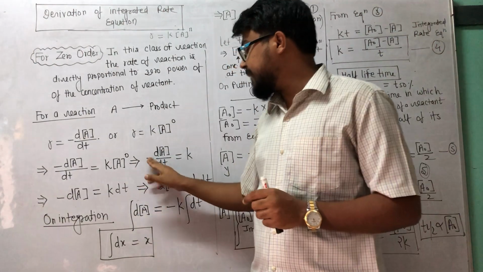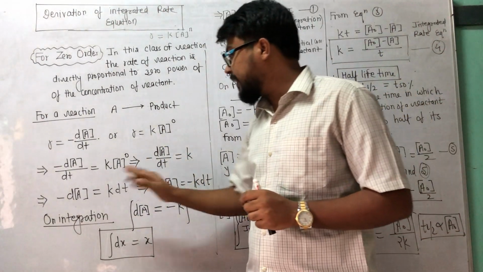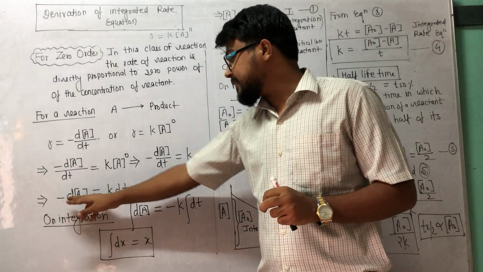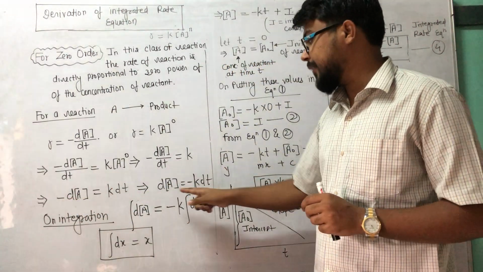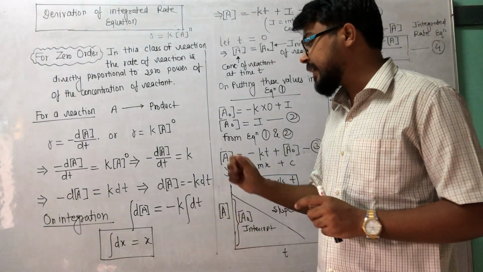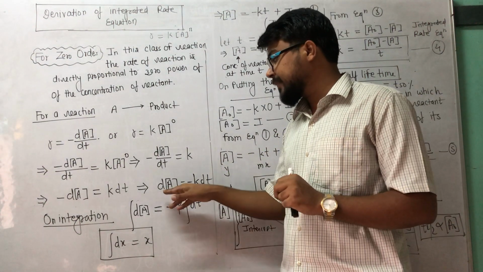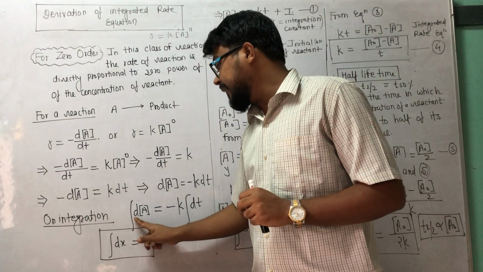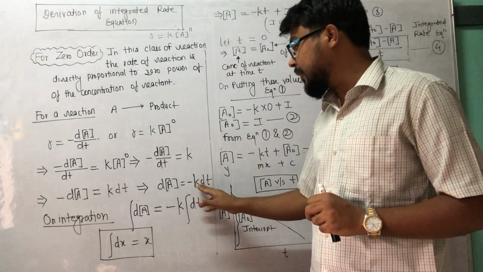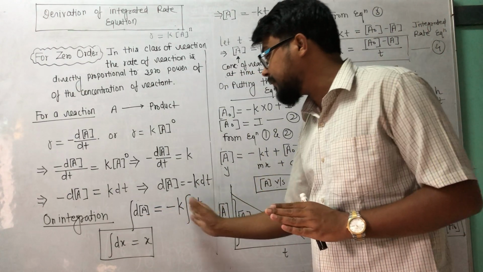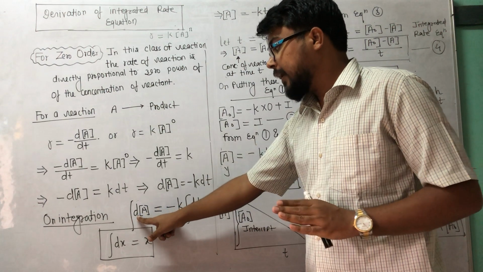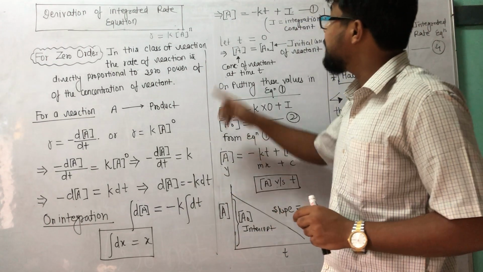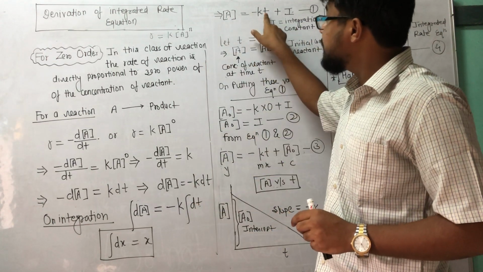So next, minus dA by dt equal to K, or we can write minus dA equal to K dt. Now we can shift the minus sign to the other side, so dA equals minus K dt. Remember, in integration it can be treated like dx. On integration, because the rate constant is a constant term, it stays outside. The integration of dx is x, so dA will become A and dt will become t.